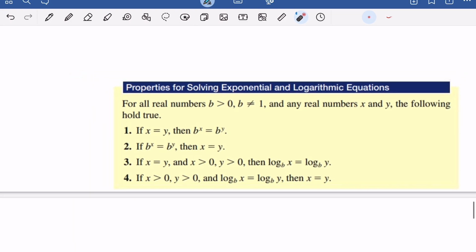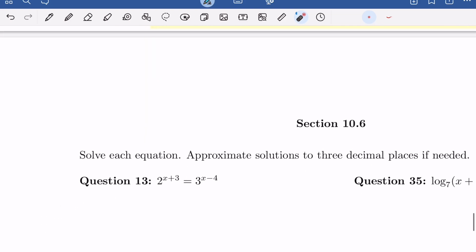Alright, so let's go back to question 13 here. We want to solve this equation, so we're going to need to isolate x. We're going to need to get x completely alone. Now, in order to do that, we're going to use some log properties. If you remember the power rule for log expressions, that tells us that we can bring down the exponent in front of our log expression, and that would be really useful since our x is in our exponent in this case.